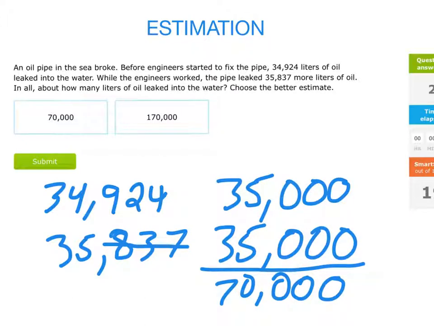So feel free to bend the rules of rounding as you like, just to make your math easier. Don't get crazy. Don't say, well, 35,837 would be easier to add if it was 100,000. That's way too far away. But 35,000 is close enough to make your math meaningful.